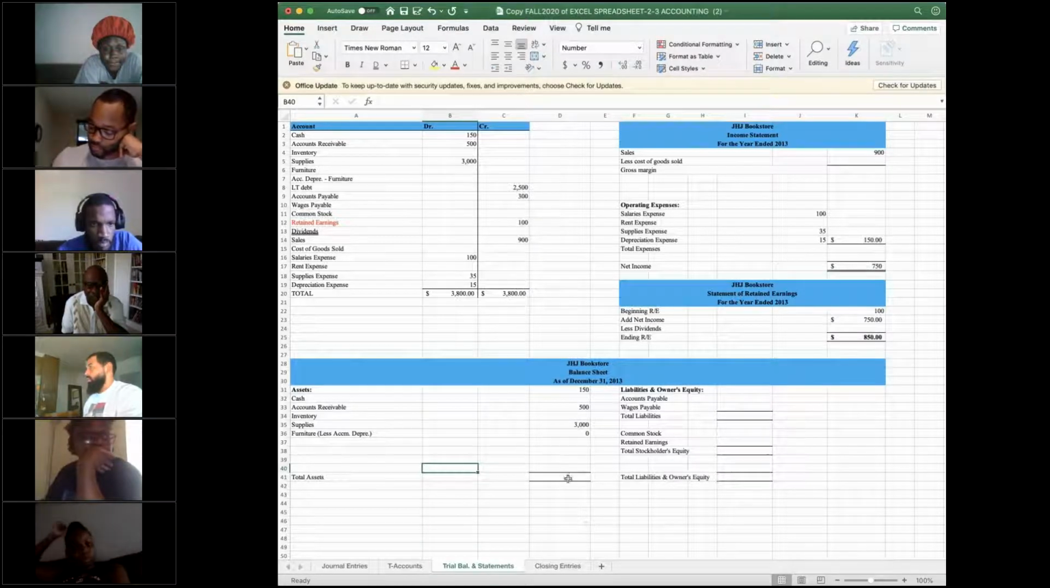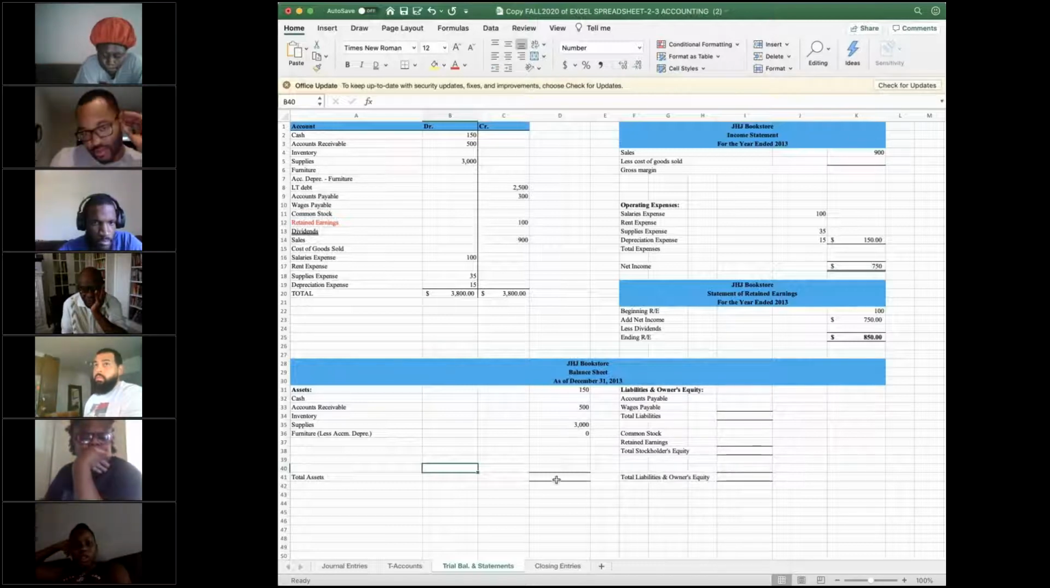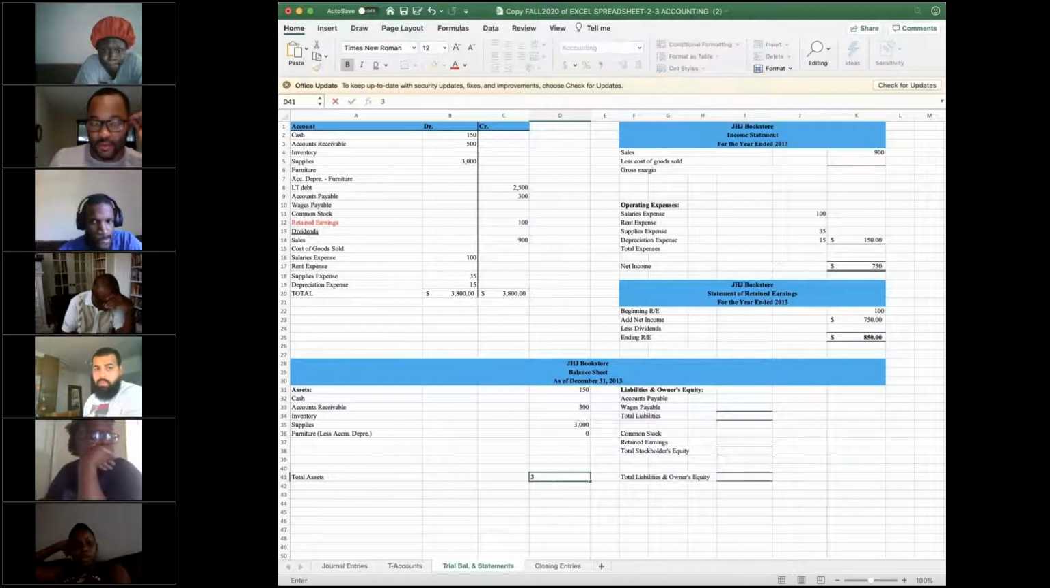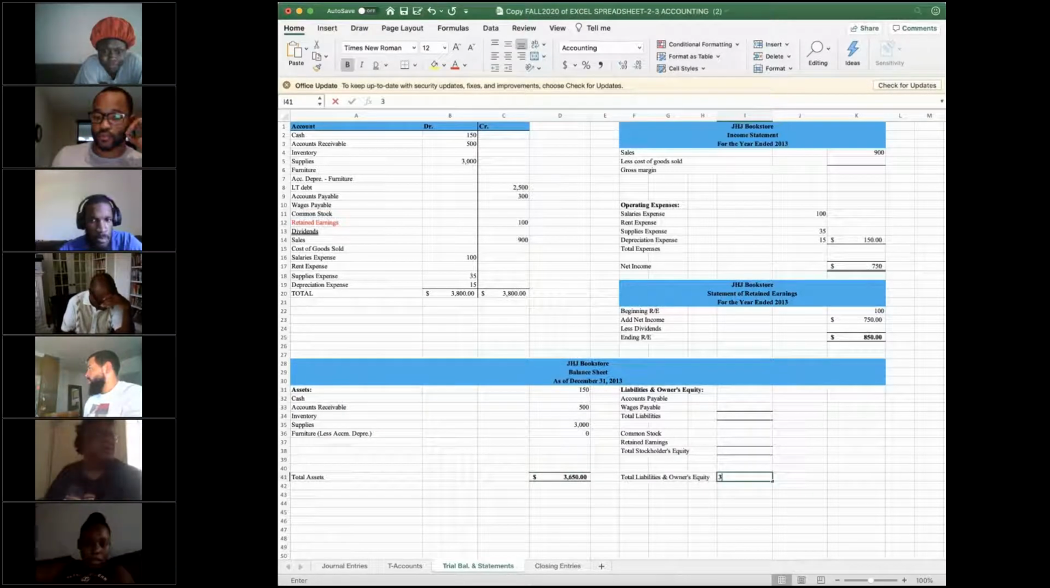But the bottom line, the total assets is how much? It's 3,650. Now do the other side for me and balance it out. You said balance it out? 3,650 here. Oh, okay.